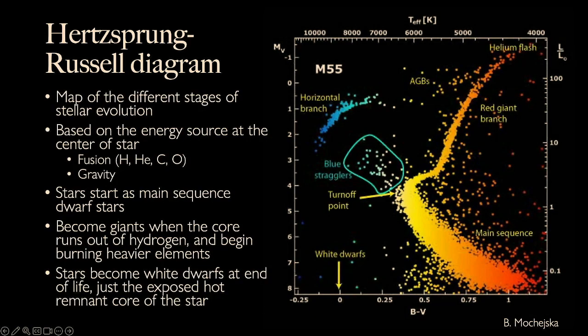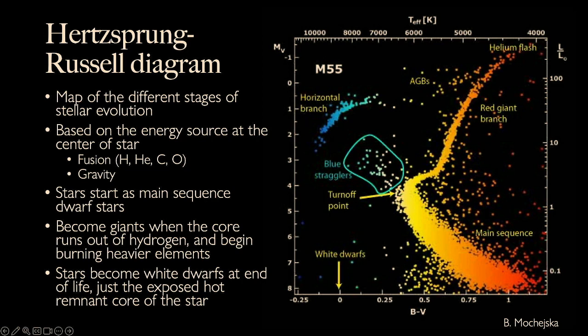So what we have now, what we've built to, is a map of the different stages of stellar evolution. The position on this diagram is really just based on the energy source that's at the center of the star. So we'll walk through these and talk about the different properties that we see. The big line from the middle of the image all the way to the bottom right corner is what we call the main sequence. All of the dwarf stars live on the main sequence. The sun is currently on its main sequence. These stars are all burning hydrogen in their core.